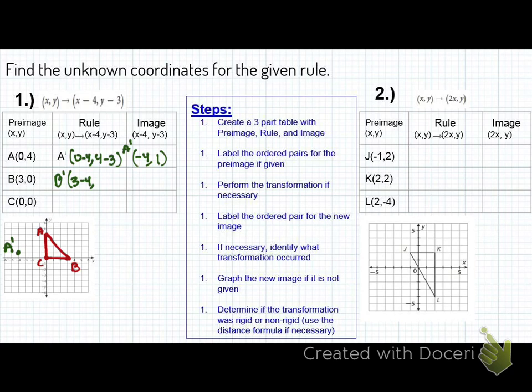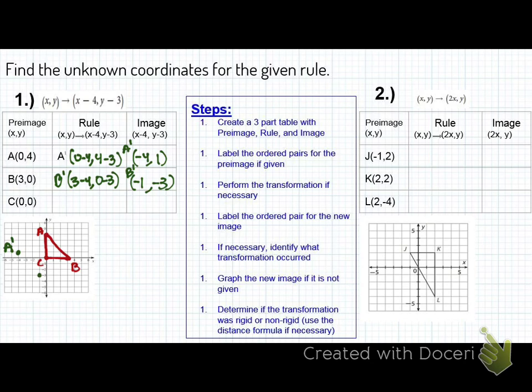And then our y is 0. We're going to subtract 3. 0 minus 3. Okay, and then we're going to ask ourselves, what's 3 minus 4, everyone? Negative 1. Good. What's 0 minus 3? Negative 3. And then this is our B prime, okay? So we're going to go to negative 1, negative 3.